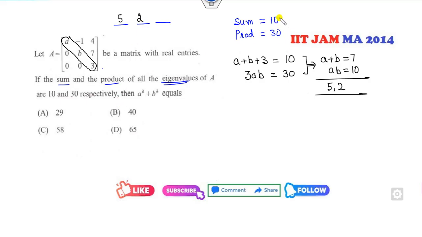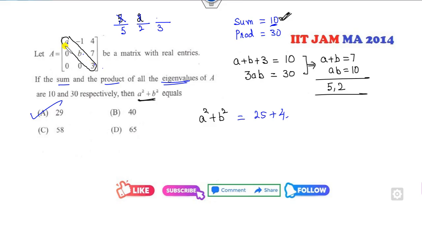And since the sum of the eigenvalues is 10, we need A and B only. Fine. So what is the value of A square plus B square? But if you want to find the third eigenvalue, A, B and 3 are the eigenvalues. So 5, 2 and 3 are the eigenvalues. So what is A square? 25 plus 4, 29 is the right answer.